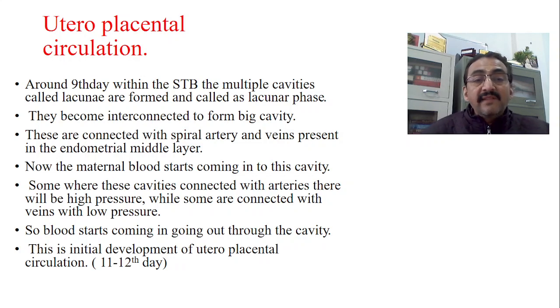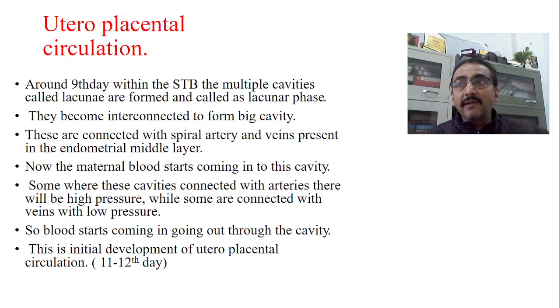So somewhere these cavities are connected with the arteries and there will be a high pressure, while some are connected with the veins with the low pressure. Okay, so many arteries, vessels are coming. Some of the cavities which are present in this particular syncytiotrophoblast layer, okay, big cavity, some of the cavities are connected with the arteries which have got high pressure, and some of the cavities are connected with the veins which has got low pressure.